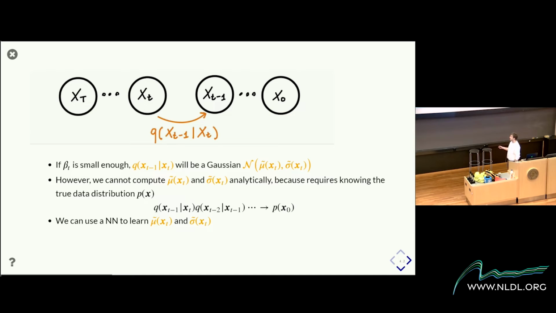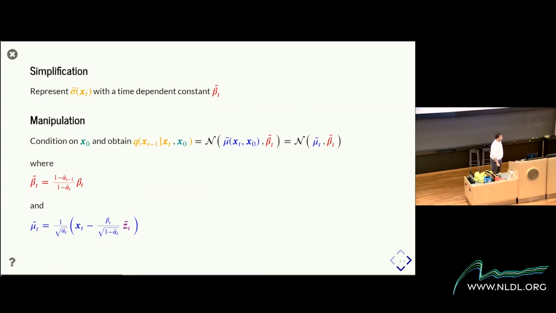So clearly this distribution, P of x0, is unknown. Even if we know that all the elements in this chain are functions whose shape we know very well, we don't know where this chain goes. So this means that we cannot express this function, mu tilde of x of t, and sigma tilde of x of t, analytically. So what do we do? Well, we use a neural network to learn them. Okay, let's see how to do that.